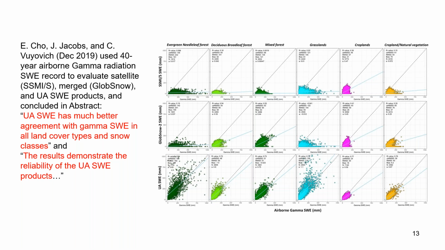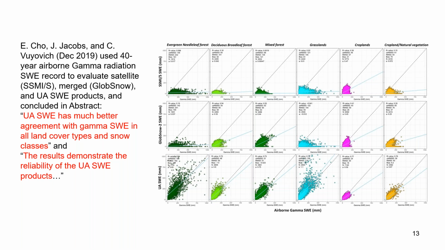The agreement between the UA product and their own measurements is so good, they concluded in the abstract that UA has much better agreement with gamma SWE in all land cover types and snow classes, and the results demonstrate the reliability of the UA product. Honestly, you cannot get a better endorsement than such strong language. The good news is good for us, and is also good for their own measurements using the gamma method.